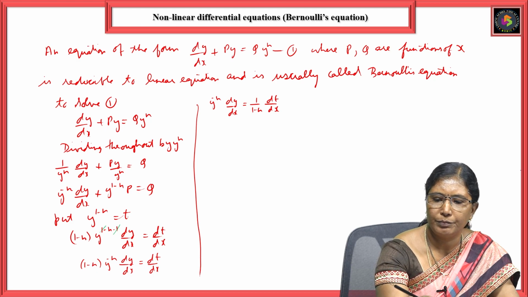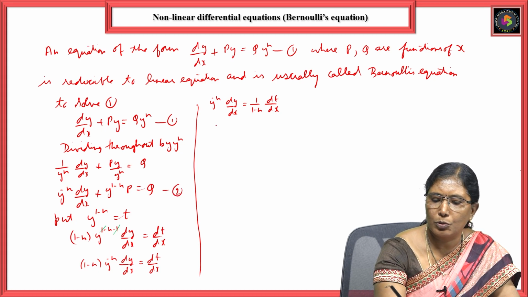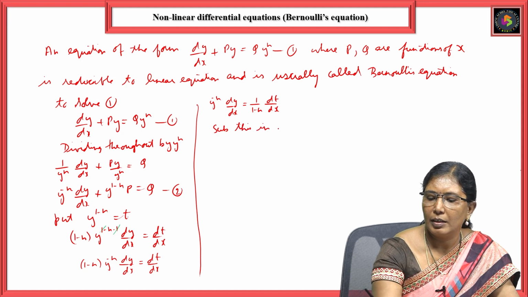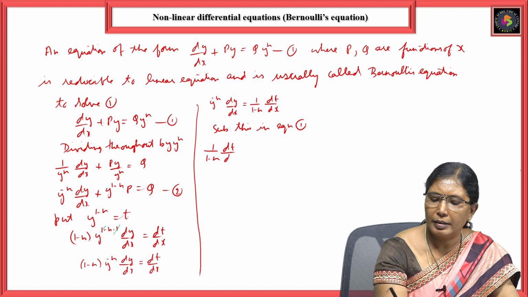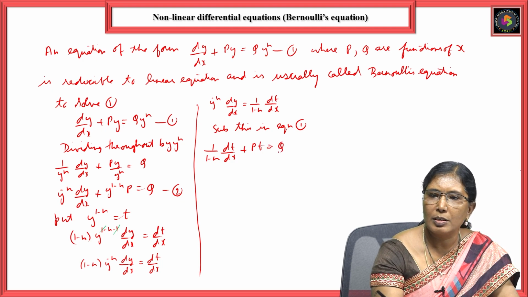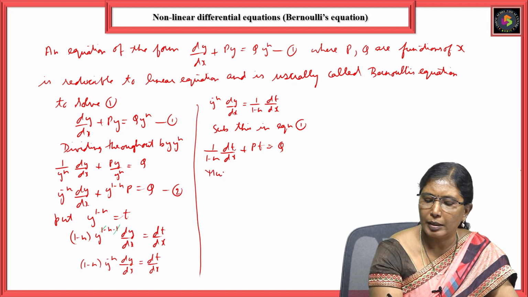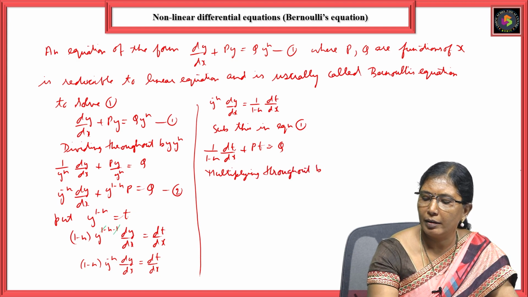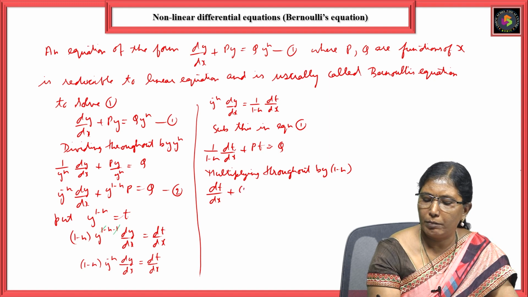Now substitute this in equation 1. Take this as equation 1 and this as 2. Substituting this in equation 1, what do we get here? 1 by 1 minus n dt by dx plus pt is equal to q. Now if you want to reduce it to linear, the coefficient of dt by dx should be 1. So multiplying throughout by 1 minus n, we get dt by dx plus 1 minus n p t is equal to 1 minus n q.